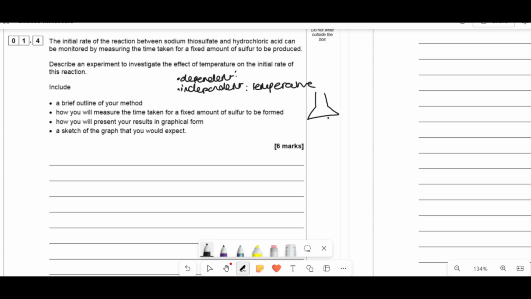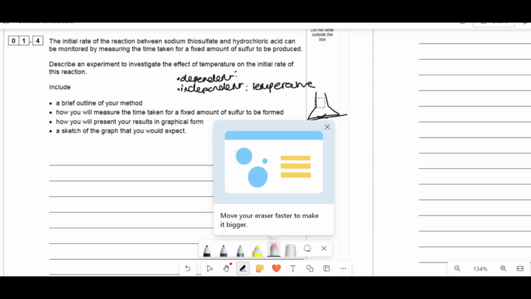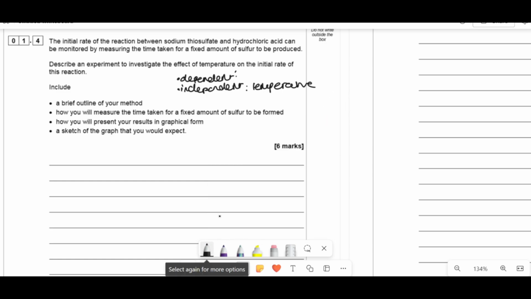For example, you could have a conical flask on top of a white tile and wait for the X to disappear, or you could measure samples using a colorimeter. So I'm going to use the white tile and see how long it takes to disappear. So the dependent variable is how long the X takes to disappear. Now that you have that, you want to make sure that the only thing that's changing this is the temperature. So every other thing needs to be controlled and kept consistent.